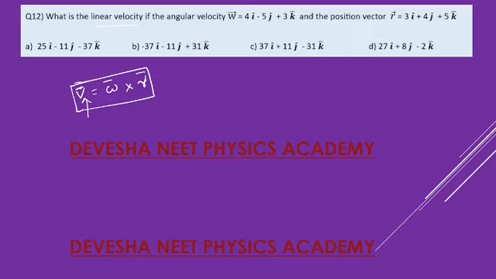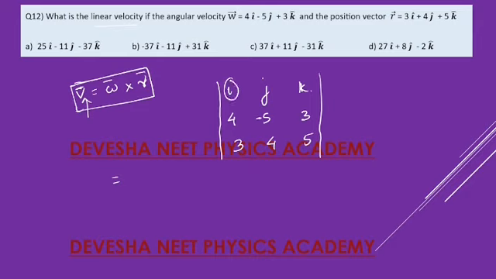With a cross multiplication, so i j k. Omega is 4i minus 5j plus 3k, and R is 3i plus 4j plus 5k. We need to find this. If we take i first, minus 5 into 5 is minus 25, minus 3 into 4 which is 12, so minus 25 minus 12 is minus 37.